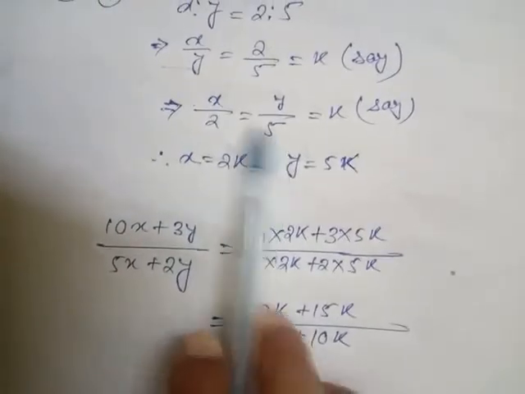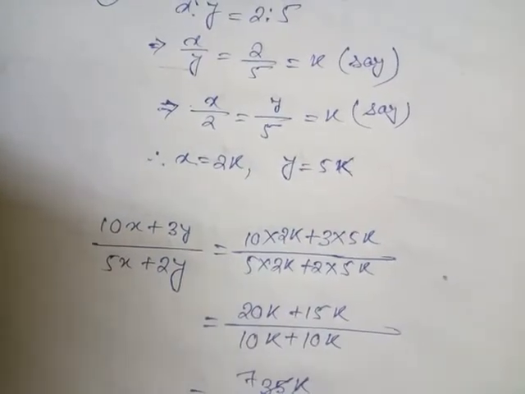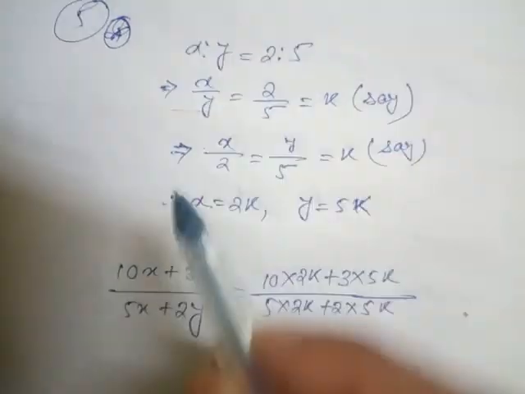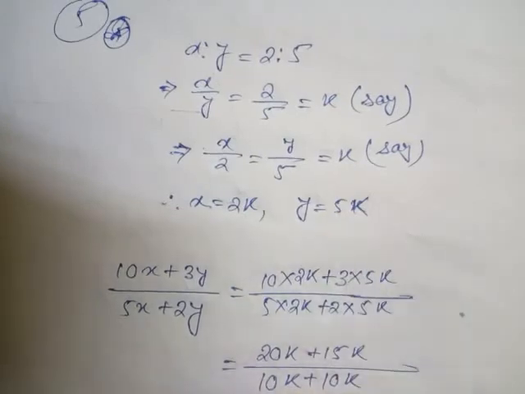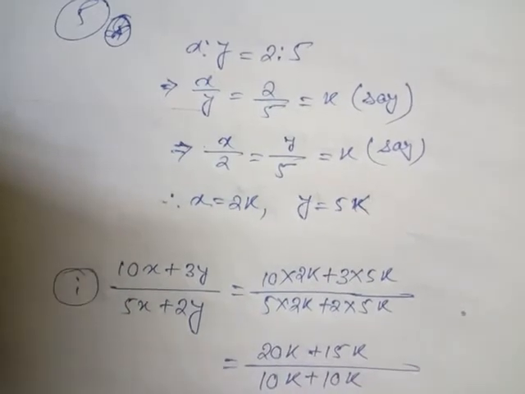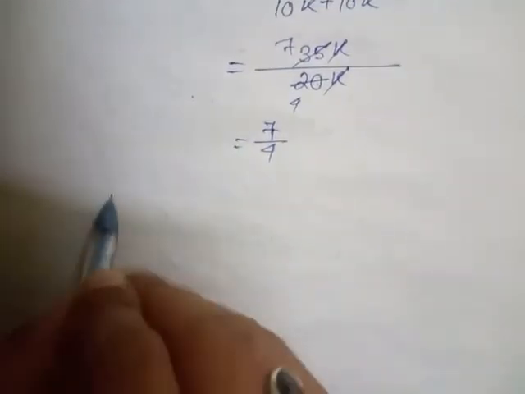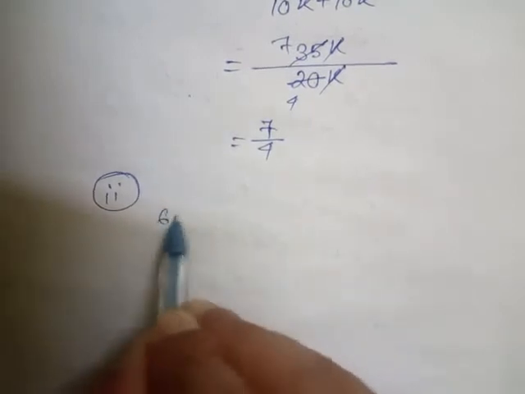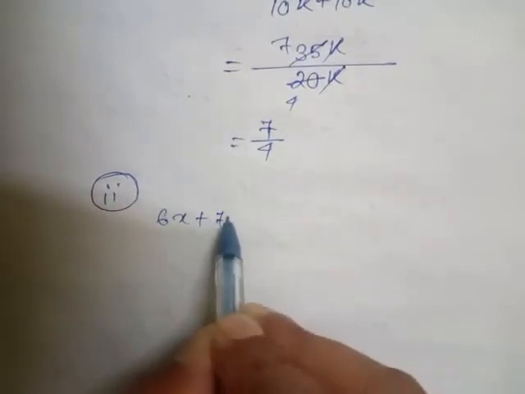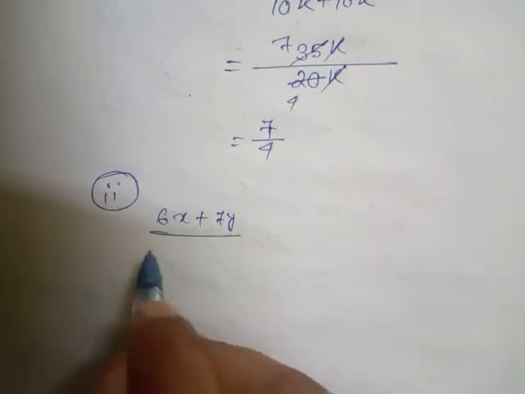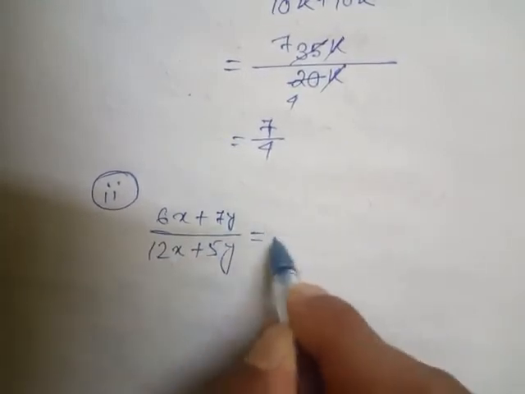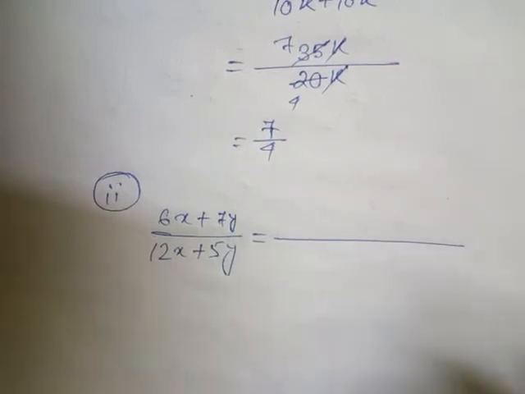Depending on the same condition, students, we will solve part 2. Here I am just writing this portion. This is common for all the questions. So here is part 1. Now we'll solve part 2. What is the question in part 2? It is 6x plus 7y by 12x plus 5y. Now look, students, we just need to put down the values of x and y.